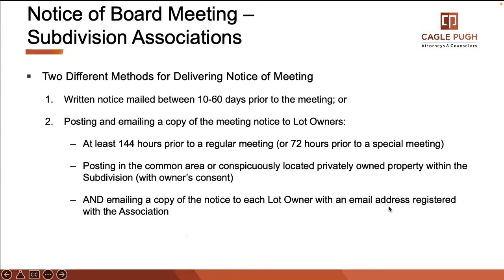This has to go out, and I cannot tell you why the legislature likes to count days in hours, but you have to send notice at least 144 hours, 6 days, you don't have to do the math, prior to the meeting, if it's a regular meeting, and 72 hours prior to the meeting, if it's a special meeting. So those are your requirements.